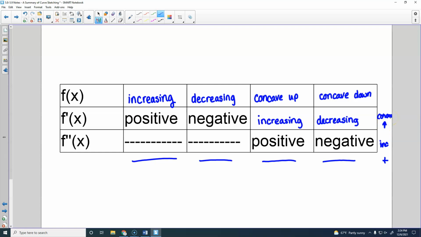Yeah. Typically, they are only going to ask you about the function, the first derivative, or the second. I have not seen any questions about the third derivative where they're asking you for increasing or decreasing. They may occasionally ask you for the third derivative just to find it, but not to answer questions about it.